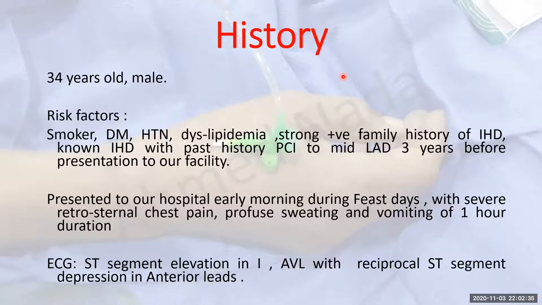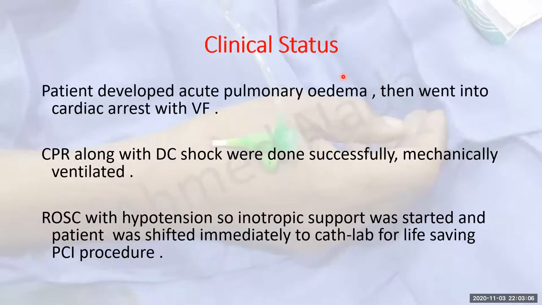The ECG showed at that time ST segment elevation in leads 1 and aVL. As we all know, we expected an occlusion either in the diagonal, OM, ramus, or whatever. And while I was coming to the hospital, they called me back and told me that the patient had actually arrested. I was thinking, what's the reason for a young patient, whatever the comorbidities, to arrest with a high lateral STEMI? When I reached the hospital, the patient had already developed acute pulmonary edema and arrested with ventricular fibrillation. As usual, CPR and DC shock were successfully done, and he was mechanically ventilated.